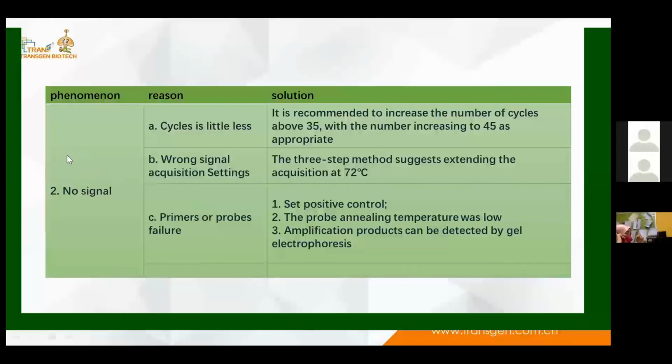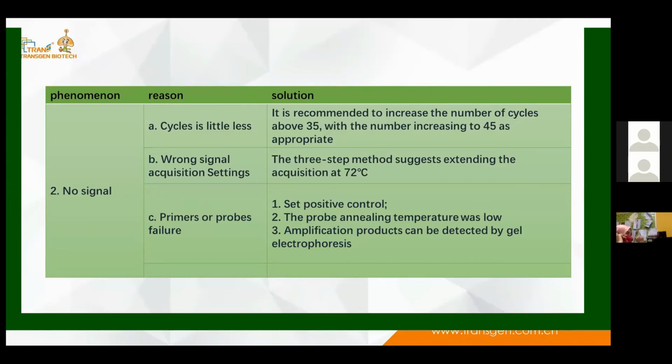The second phenomenon here is no signals, so there are no CT values and the whole experiment is a failure. In this case, maybe the number of cycles is too low, so you can add more cycles to the experiment. Usually, the cycles will run 40 cycles here.